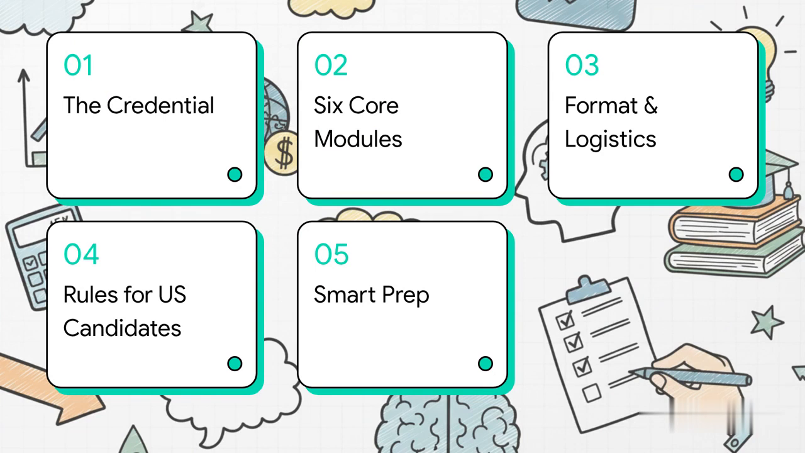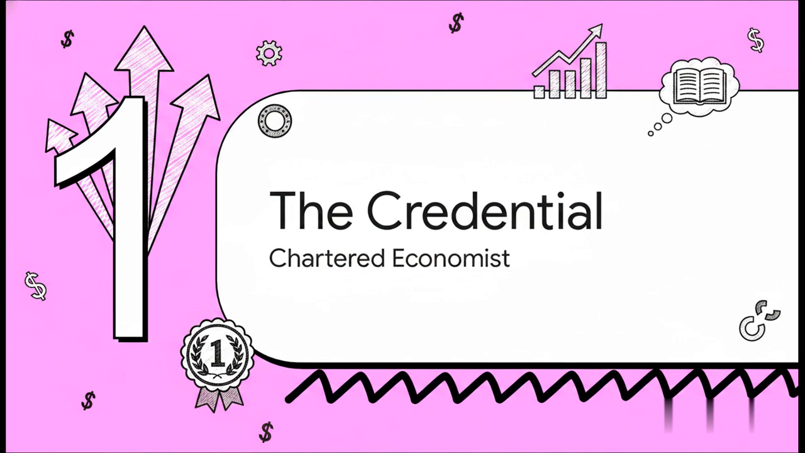1. The credential itself. 2. The 6 core modules. 3. Exam format and logistics. 4. The specific rules for U.S. candidates. And 5. Smart prep using Easy Quiz. Let's jump right into part 1, the Chartered Economist credential.